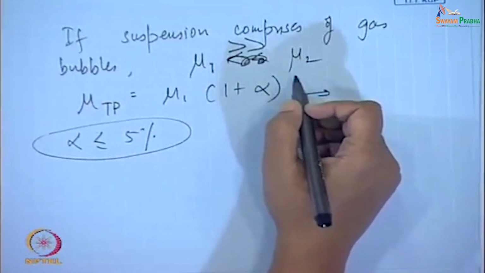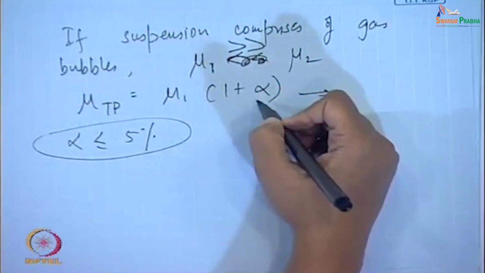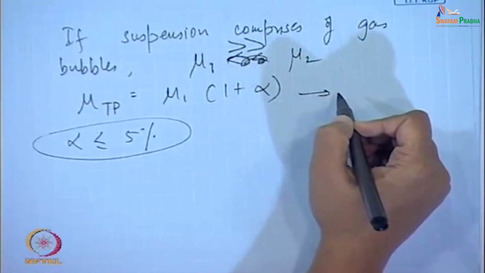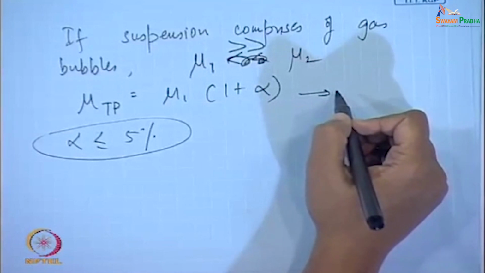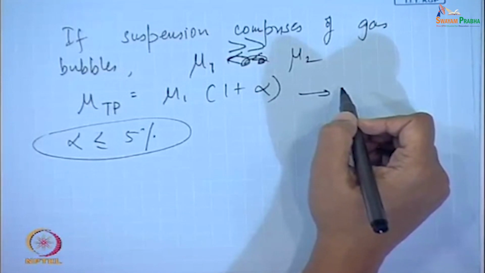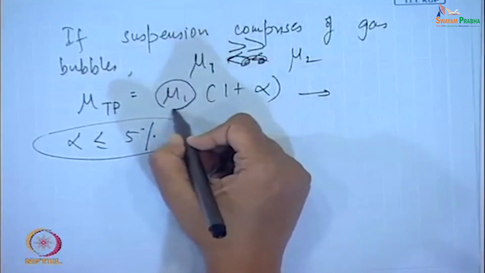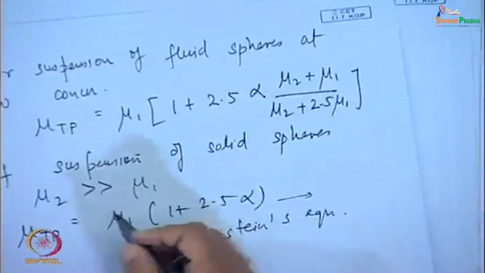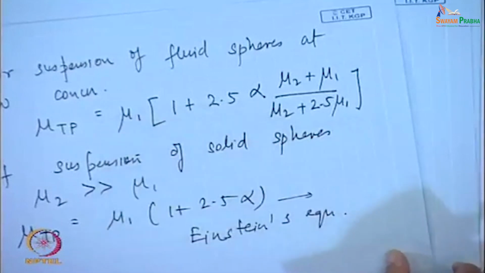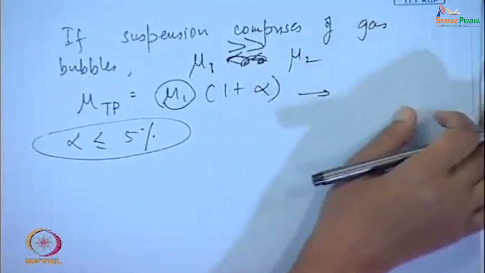Okay. So, we find that more or less both these expressions, the Einstein's equation and this particular expression, are applicable when the dispersed phase concentration or the second phase concentration is less than 5%, such that the viscosity change due to the presence of the second phase is very small. If you observe both of them, they are expressed in terms of mu 1. So, therefore, naturally the viscosity change due to the presence of the second phase is negligible. Under such circumstances only they are applicable.